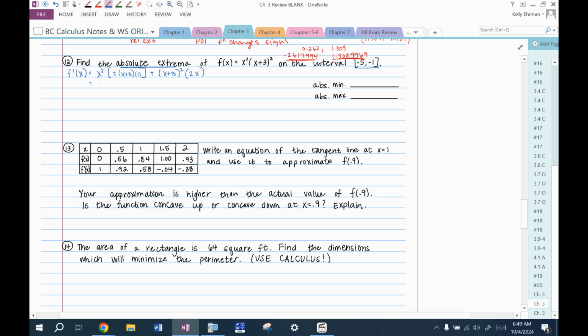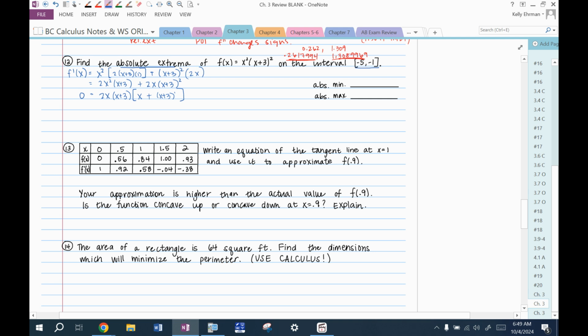So this is really 2 times x squared times x plus 3. And over here we have plus 2x times x plus 3 squared. I would like to factor out a GCF on this because I'm setting it equal to 0 for critical numbers, so factoring is the way to go for that. So I can factor out a 2x times x plus 3 from each term. So if you do that, 2x squared over 2x leaves you with x. The x plus 3's cancel out. 2x over 2x cancel out to 1, and you're left with plus x plus 3 to the first.